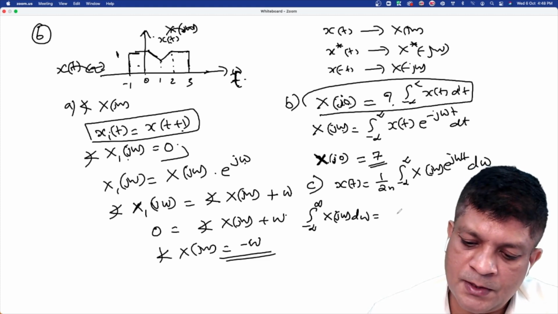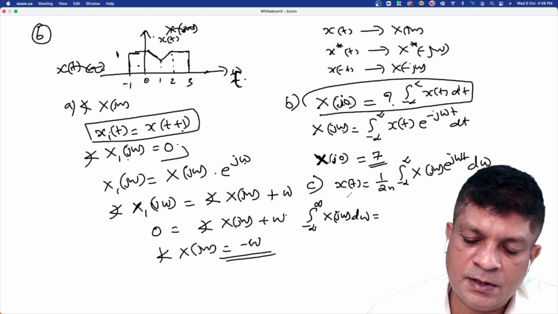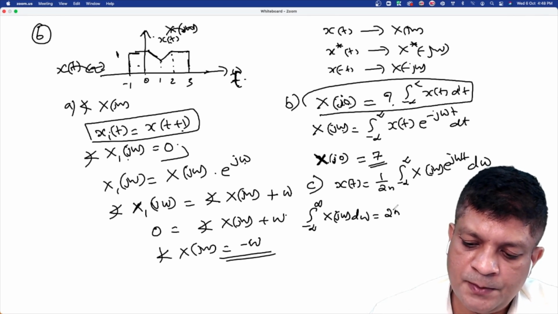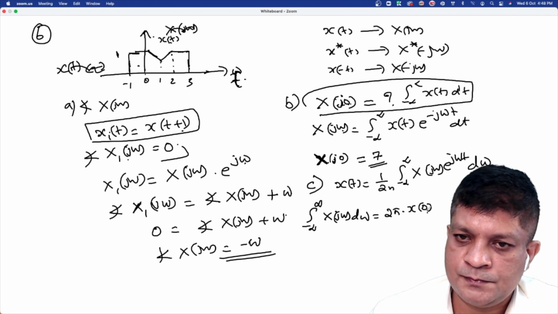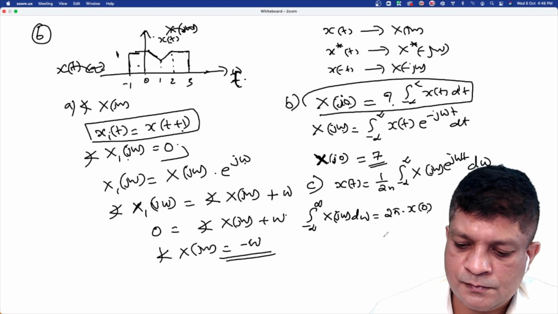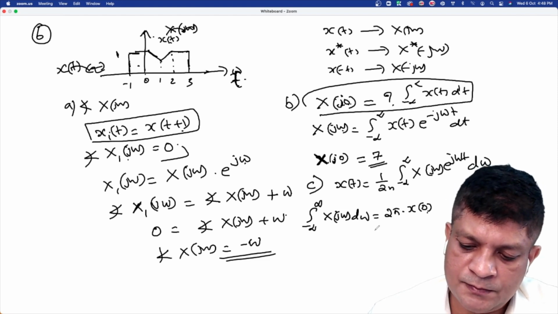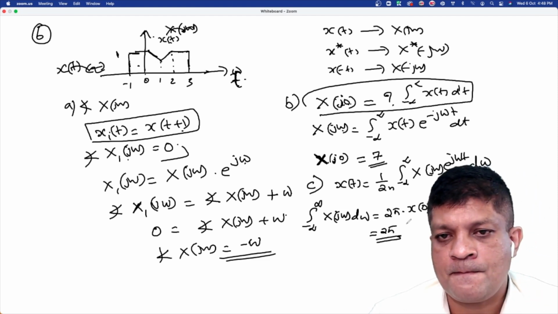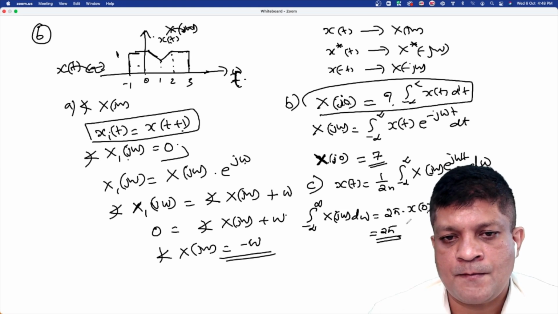Integral of X(j omega) d omega, how is it related with x(t)? At t equal to 0, it is 2 pi into x(0). So x(0) is 1, so the answer is 2 pi, isn't it? The answer is 2 pi.